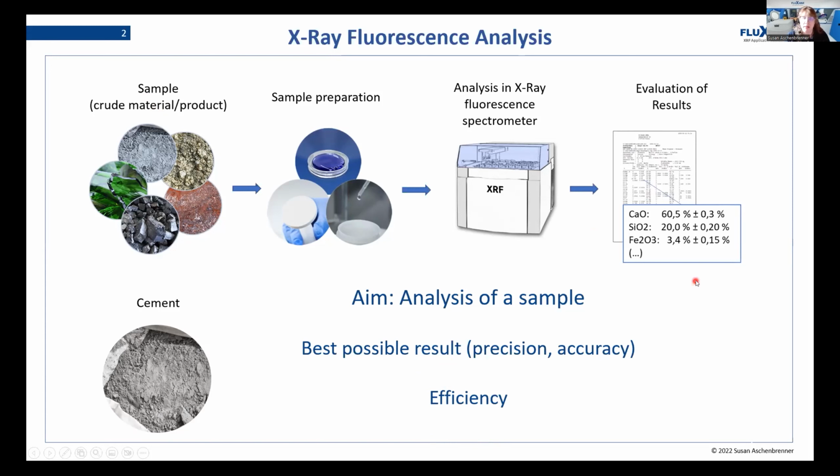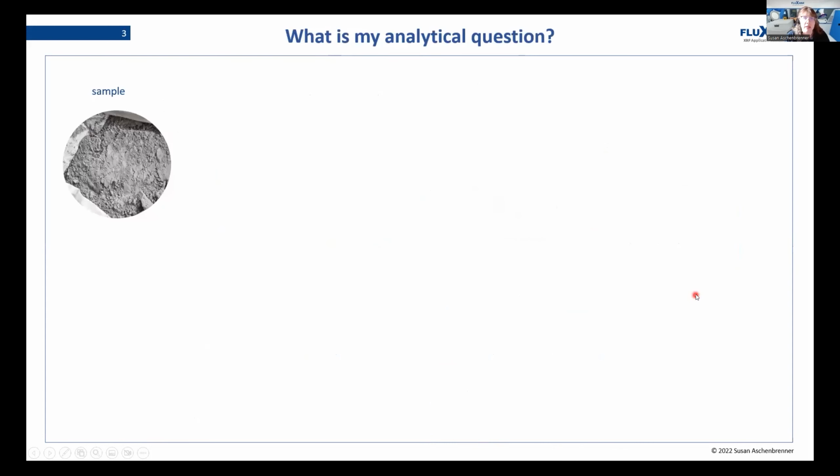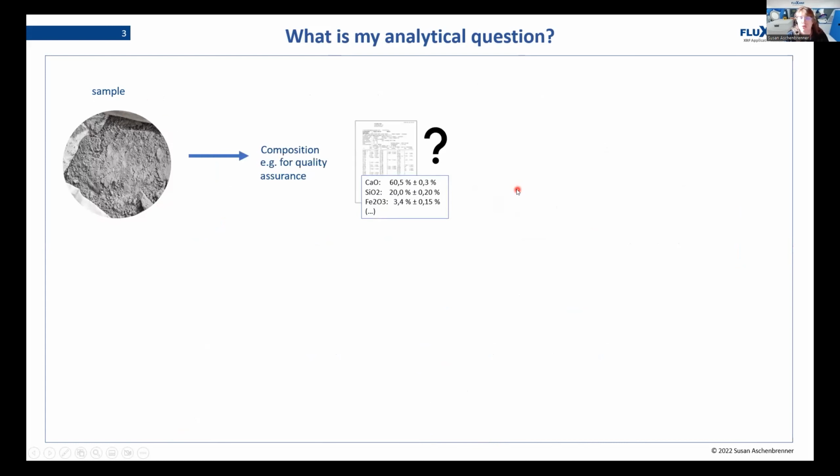To get there, the first question I have to ask myself is, what is my analytical question here? So in this case, we already said we have the sample, which is defined, it's a cement. And we want to know the composition of the sample. Why? Maybe we want to do quality assurance, or we are a commercial analysis laboratory that works according to the norm we are looking at today, something like this.